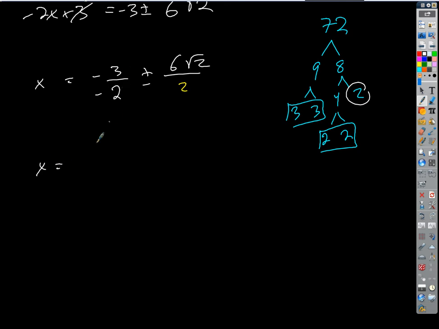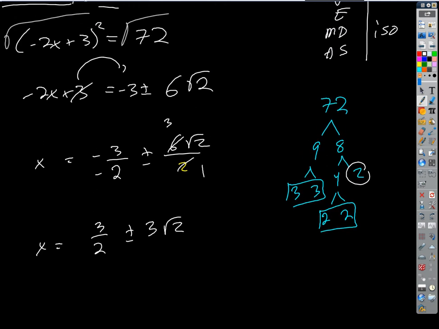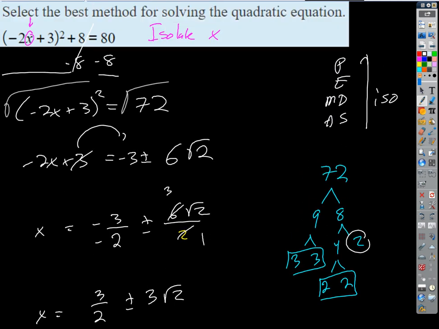So negative 3 over negative 2 is positive 3/2. 6 over 2 reduces to 3 over 1, doesn't it? So we just end up with plus or minus 3 radical 2. Okay. Make sense? Questions on that? Okay.